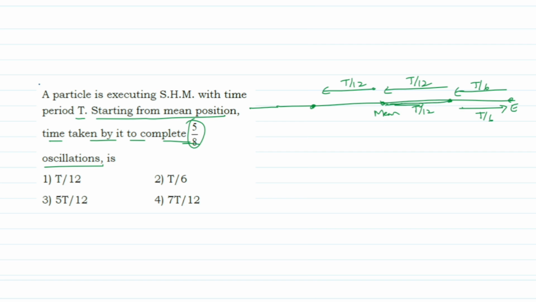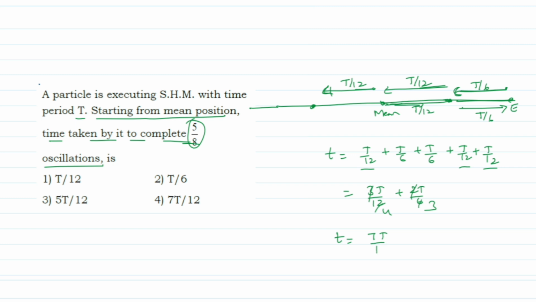Here this is 1 by 8 of the oscillation, 2 by 8, 3 by 8, 4 by 8, and here we get 5 by 8 of the oscillation. We just sum up all the values: T by 12 plus T by 6 plus T by 6 plus T by 12 plus T by 12. T by 12 appears 3 times, giving 3T by 12, which is nothing but 2T by 6. When we simplify this, we get 7T by 12. So this is the time to travel 5 by 8 of the oscillation, 7T by 12.